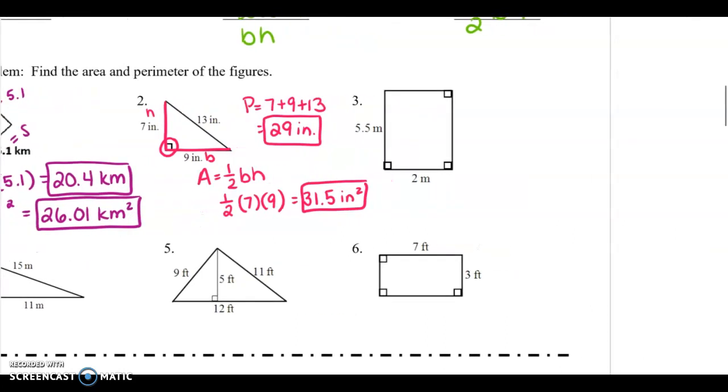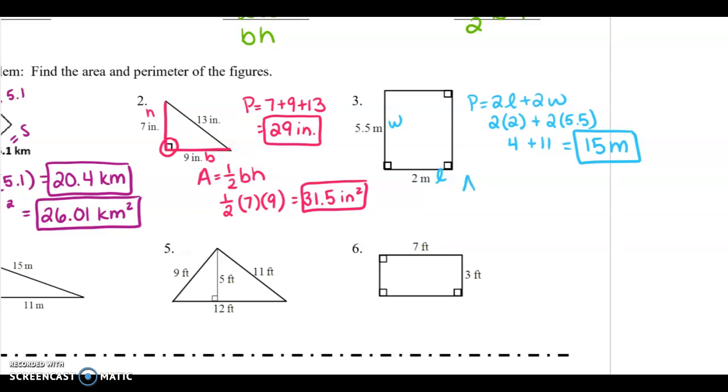Next one's a rectangle, so the perimeter is 2 times the length plus 2 times the width, so I'll call this my length, this my width, so that's going to give me 2 times 2 plus 2 times 5.5. So 2 times 2 is 4, 5.5 times 2 is going to give me 11, 4 plus 11 is 15 meters.